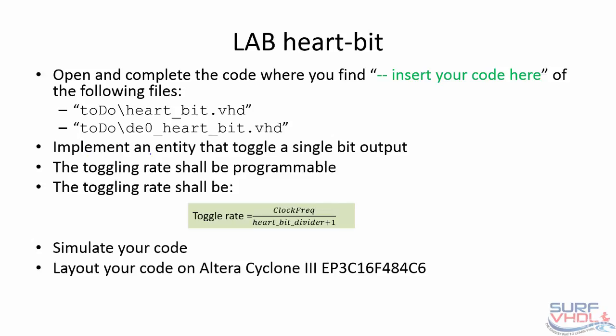You have to implement in the component an entity that toggles a single bit output with a programmable toggle rate, which shall be the clock frequency divided by a programmable heartbeat divider plus 1. Then simulate your code and lay it out on the Altera Cyclone III.